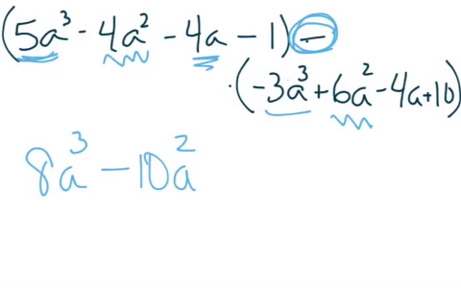Then I've got negative 4a minus a negative 4a, so the a's are going to become 0 because I have negative 4 plus 4, and then negative 1 minus 10 gives me minus 11. All right, so in a second a bubble is going to pop up for you to try one.